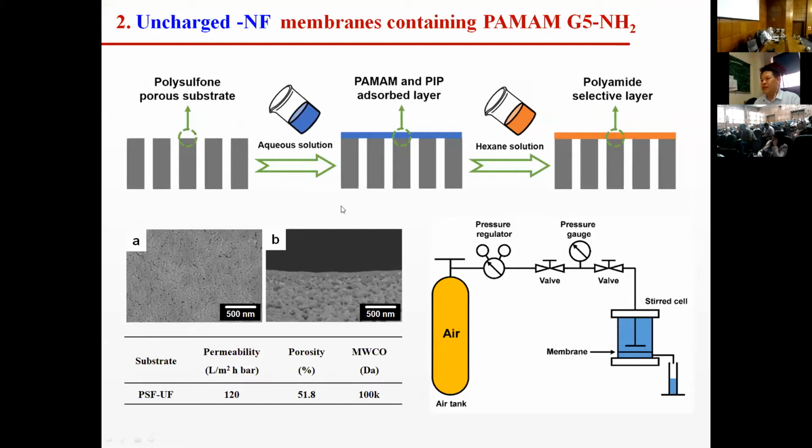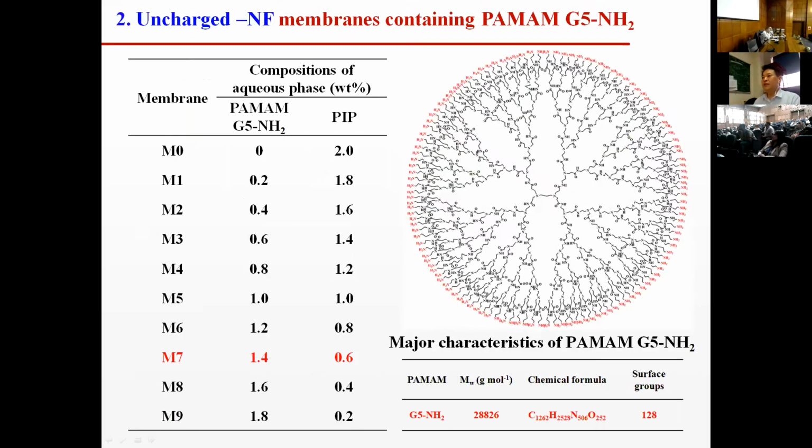This is a simple process to prepare the nanofiltration membranes using the interfacial polymerization process. In our work, we just use the PSF ultrafiltration membrane as a support. For this structure we use the dendrimer. In one molecule, the dendrimer has over 100 amino groups outside. These amino groups can be polymerized with the TMC and so on.